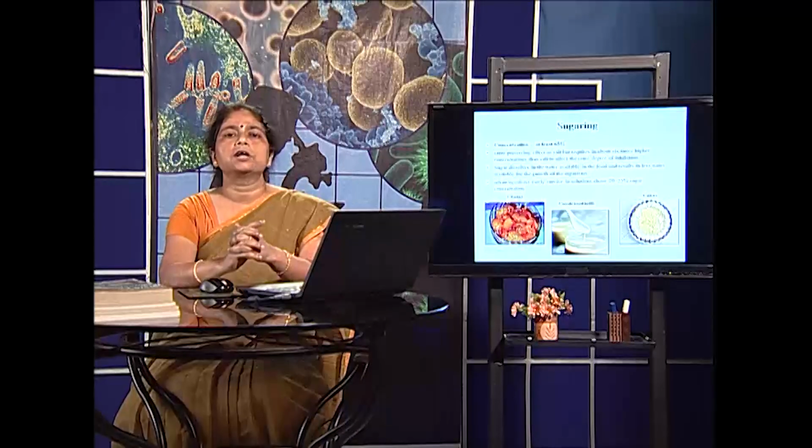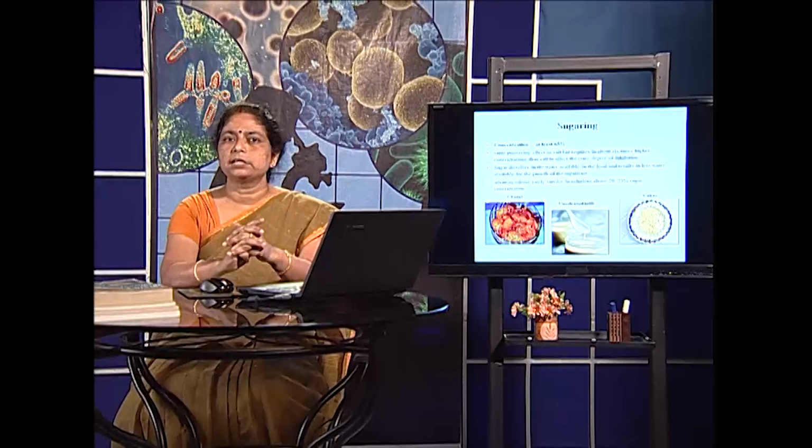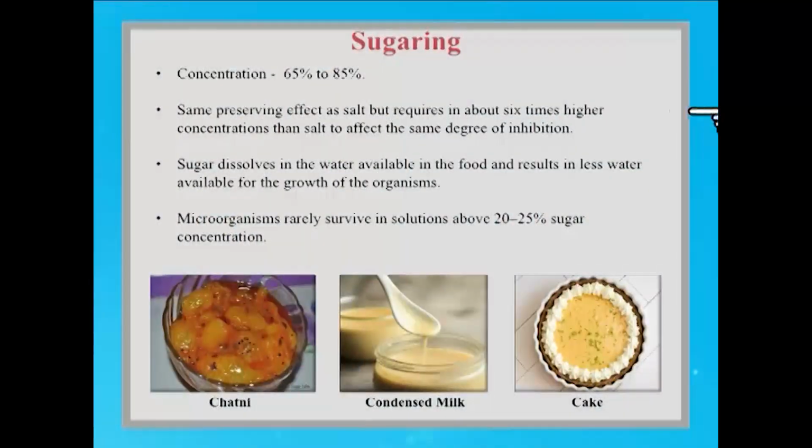Now sugaring has got the same activity like the salting, but the only difference is you have to add 6 times more amount of sugar than salt in order to have the same degree of inhibition of the microbial activity present in the food. The sugar dissolves in water and therefore the water which is present inside the food is not available to the microorganisms and they won't survive and therefore the spoilage of the food does not take place. The microorganisms are rarely known to survive at a sugar concentration which is more than 20 to 25%.